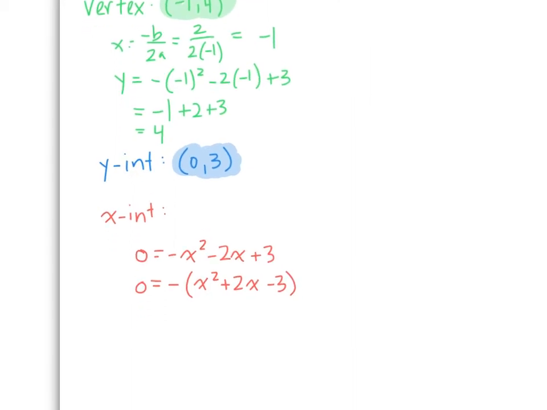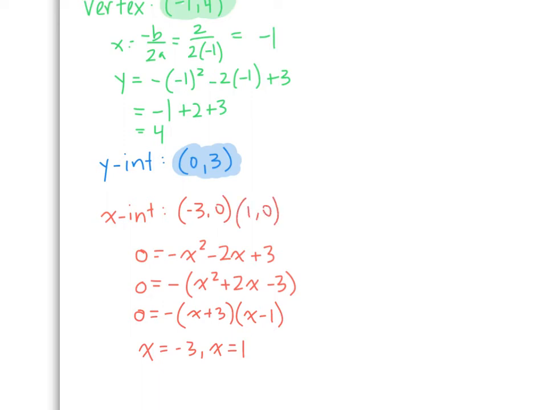Two numbers whose product is negative 3 adds to 2, and we get 0 is equal to the opposite of x plus 3 times x minus 1. And when we set those equal to 0, using our zero product property, we get two x-intercepts. X equals negative 3 and x equals 1. So I'm going to write those as ordered pairs. So we have the point negative 3, 0 and 1, 0. So there we have it. We have all of our information that we're talking about thus far.